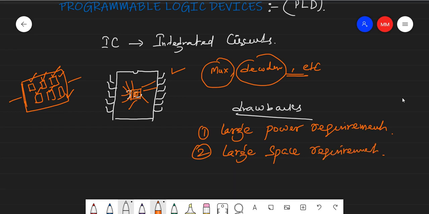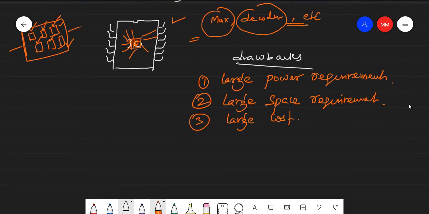And the third one: since I am using n number of ICs individually, the cost also increases. So I can say higher cost. Generally, this method is practically not used in industries. Remember this. It is not useful for long term designs. Basically, these ICs are used in student laboratories for practice purposes.